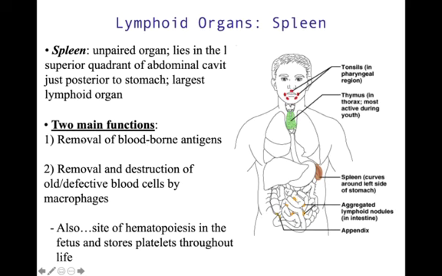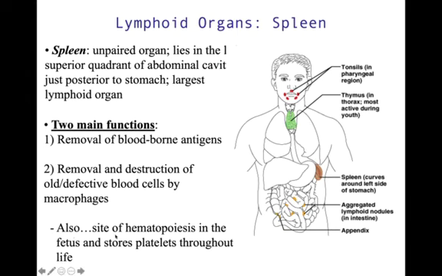So if there's an antigen, if there's a pathogen that enters your blood, which is a bad thing, right? You now have an organ here that will screen that blood looking for pathogens. Its non-immune system function, the spleen, is the removal and destruction of old defective blood cells by macrophages. So if red blood cells, for example, get old, this is where we're going to get rid of those blood cells in your spleen.